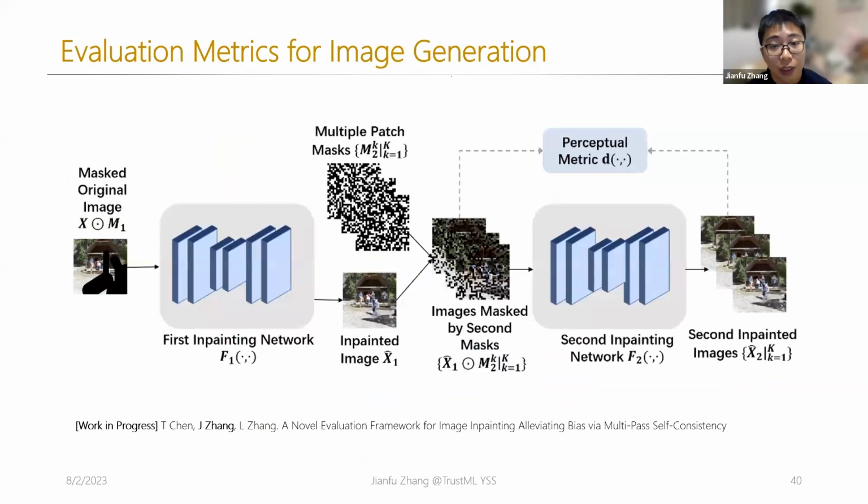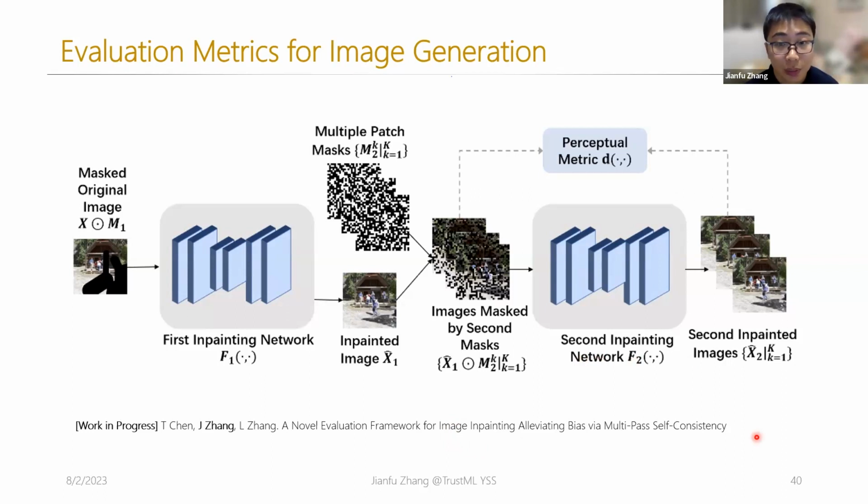So based on the observation we mentioned before, we have devised a comprehensive evaluation framework. Our approach utilizes a multi-path strategy to enhance self-consistency by iteratively re-inpainting the inpainted images with multiple patch masks. This iterative process enables us to calculate the perceptual metric between the inpainted images and their corresponding re-inpainted versions, effectively capturing the consistency and fidelity of the inpainting method.